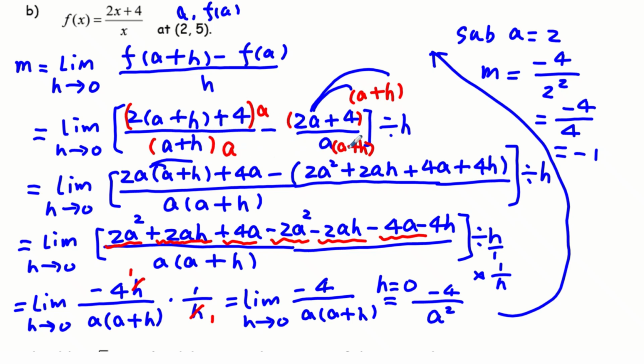After you have the common denominator, you just expand the numerators and collect the like terms. After that, we cancel the h out. Once we don't have the denominator with h, we sub in h equals 0. Then we find the slope equals negative 4 over a squared. No h left. So the a value is the x value of the given point. So a equals 2. We sub in. Then we have the final answer.